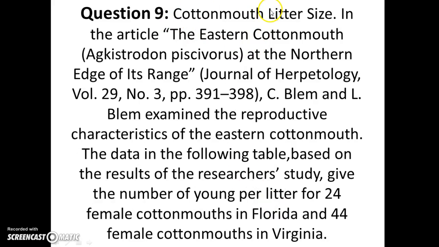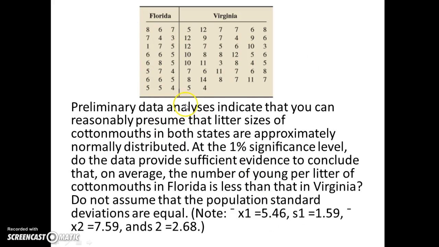Question 9, cottonmouth litter size. There was a research study again, and the data in the following table, based on the results of the researcher's study, give the number of young per litter for 24 female cottonmouths in Florida and 44 female cottonmouths in Virginia. Preliminary data analysis indicates that you can reasonably presume that litter sizes of cottonmouths in both states are approximately normally distributed. At the 1% significance level, do the data provide sufficient evidence to conclude that on average the number of young per litter of cottonmouths in Florida is less than in Virginia?